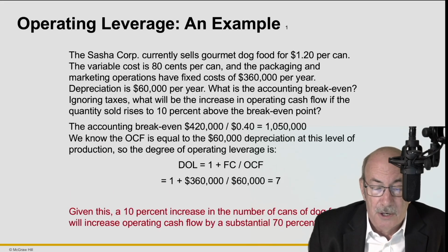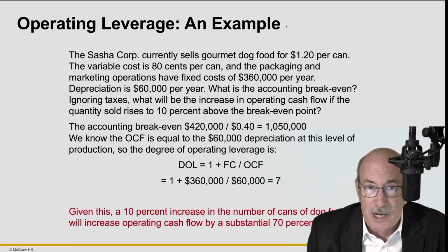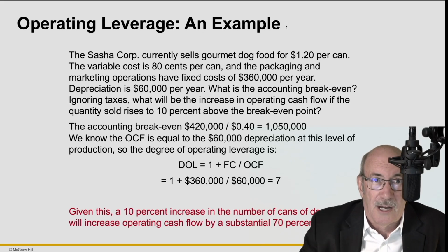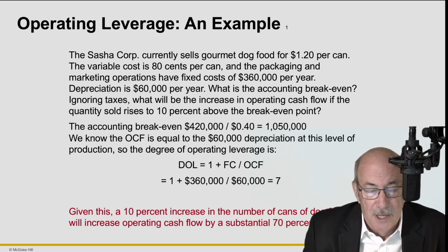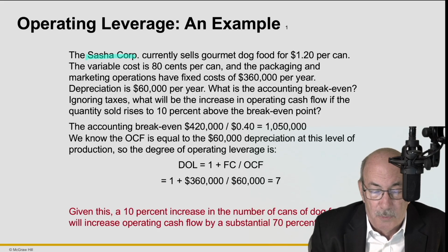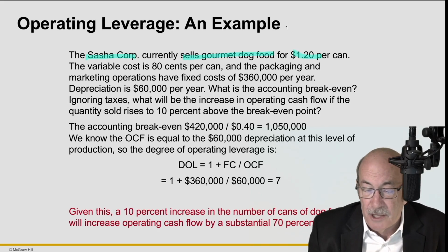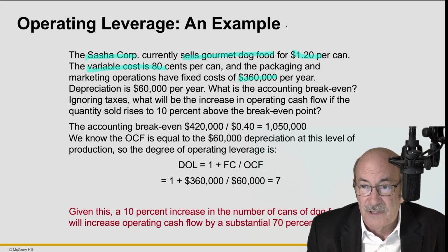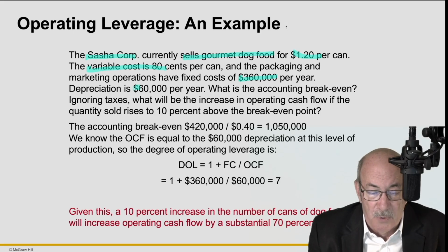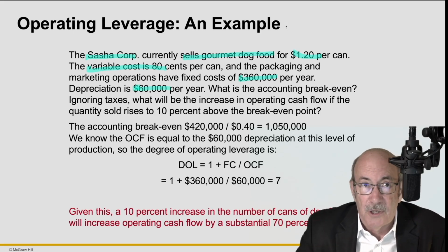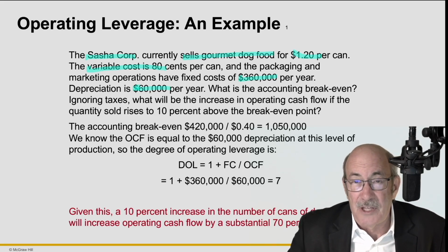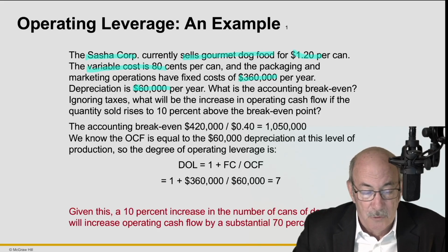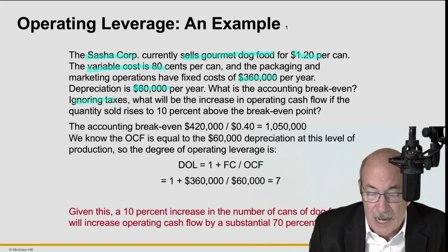All right, so here is an example of looking at operating leverage, and we're going to bring in the accounting break even and so forth. We have Sasha Corporation. They sell gourmet dog food at $1.20 per can. Variable costs are 80 cents per can. We have fixed costs of $360,000 per year and depreciation of $60,000 per year. So the first thing we want to do is to get the accounting break even level. We're going to ignore our taxes.